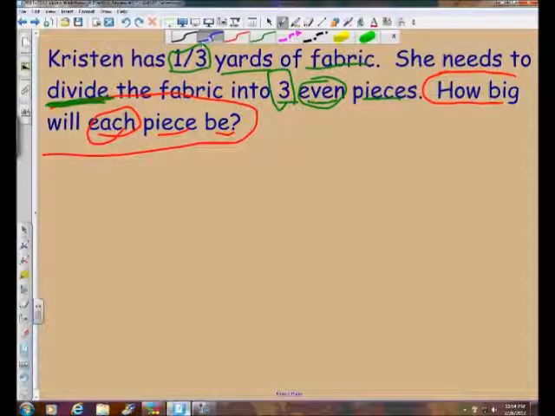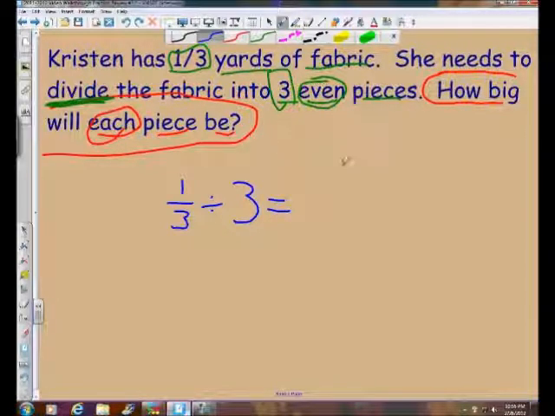So we've got, all right, 1/3 that we started with. So you have to put that first when you're talking about division, because you can't switch around the dividend and the divisor. You just have to keep them in order, or else you're going to get a different answer, and it would not be the correct answer in this case. So we've got 1/3, and we want to divide it into 3 equal pieces. So you could say, 1/3 divided by 3.